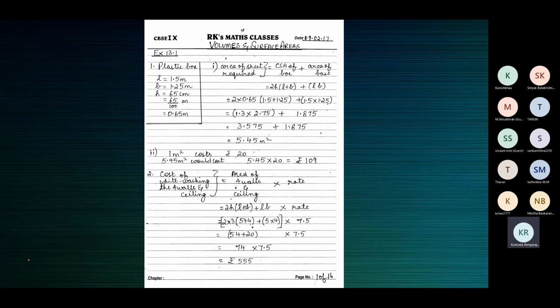So see, it's given 1 meter square to whitewash. I hope you're looking into the question in your textbook. To whitewash an area of 1 meter square. 1 meter square is an area, a square of side 1 meter by 1 meter.